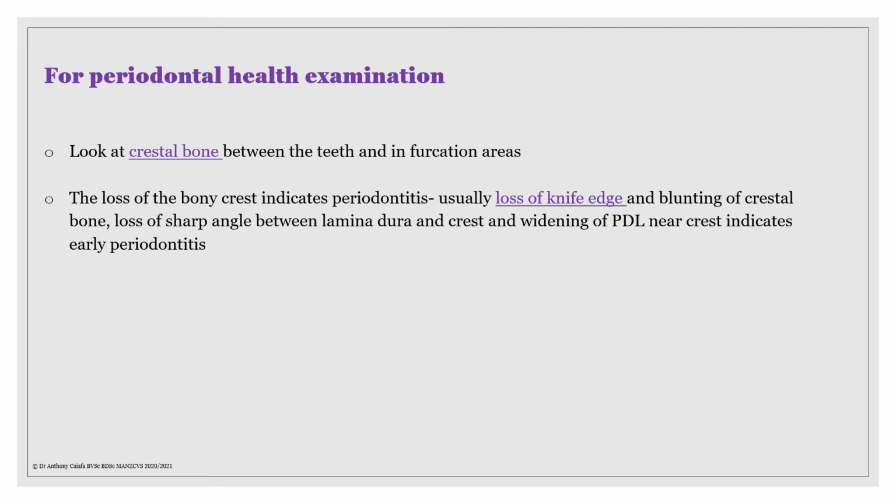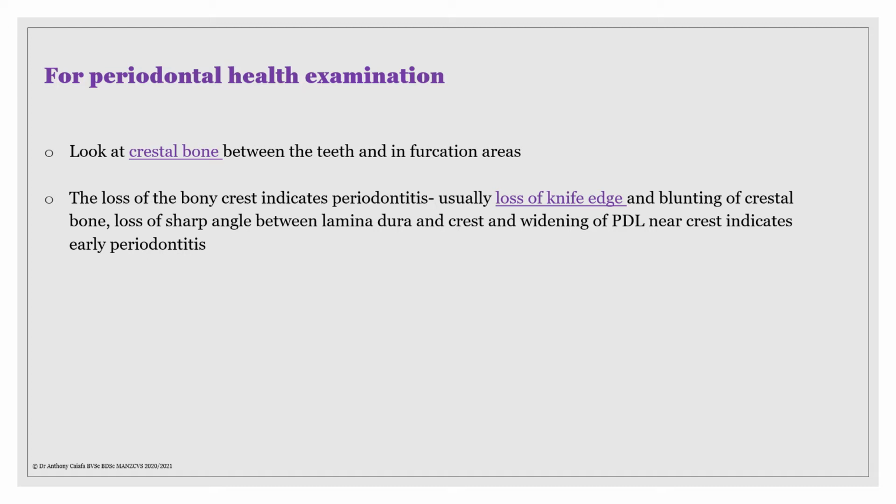Now we'll look at some cases of periodontal disease in cats. For a periodontal health examination, we look at the crestal bone between the teeth and in the furcation areas. If we lose the bony crest, this indicates periodontitis. If we lose bone in the furcation area, this also indicates periodontitis.